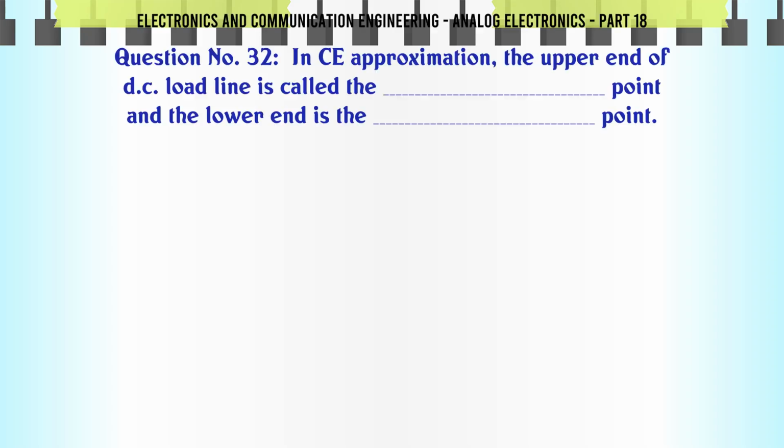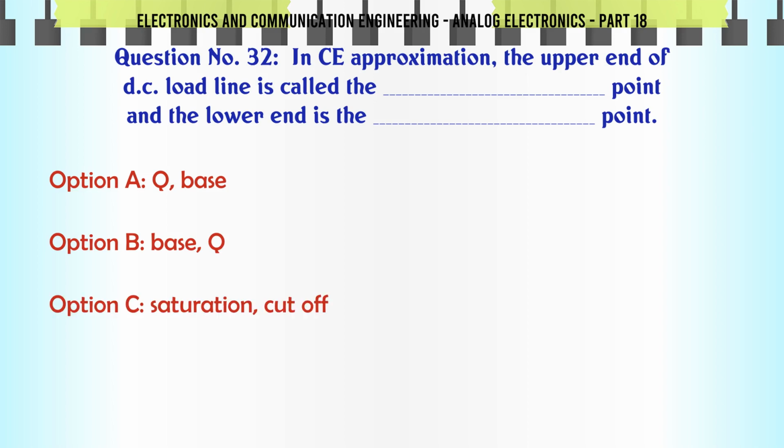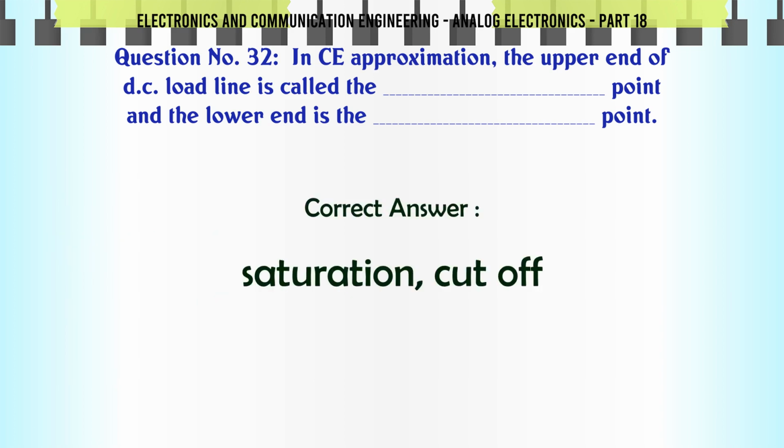In CE approximation, the upper end of DC load line is called the point and the lower end is the point. A. Q base. B. Base Q. C. Saturation cutoff. D. Cutoff saturation. The correct answer is saturation cutoff.